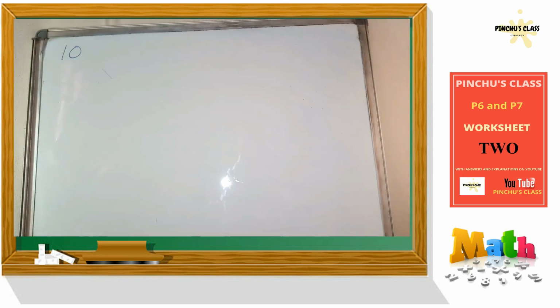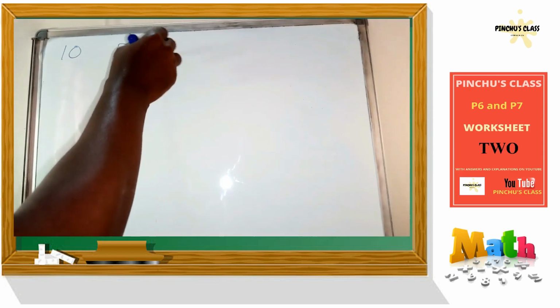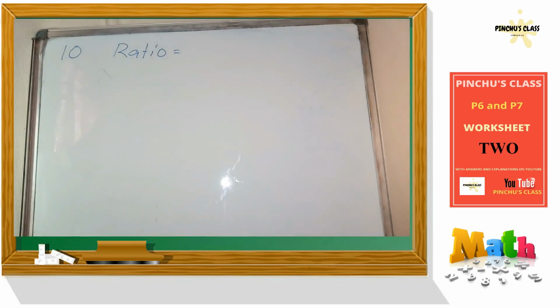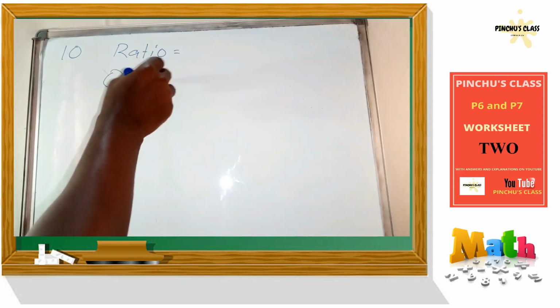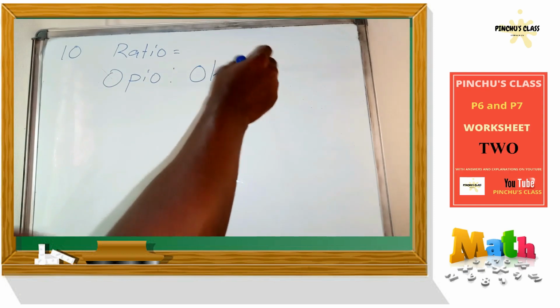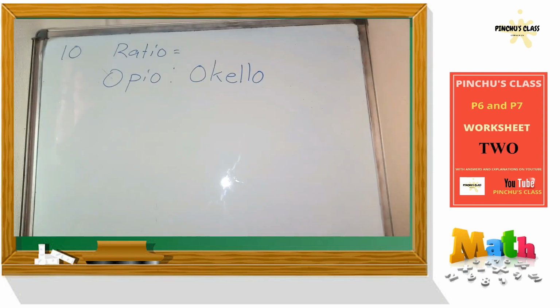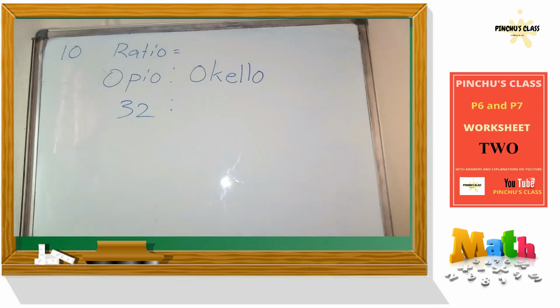Number 10. Opio is 32 kilograms and Okello is 40 kilograms. Find a ratio of Opio's weight to Okello's weight. Ratio, as you know, so we have 2 people here. We have Opio to Okello. So Opio's weight is 32 and Okello's weight is 40.